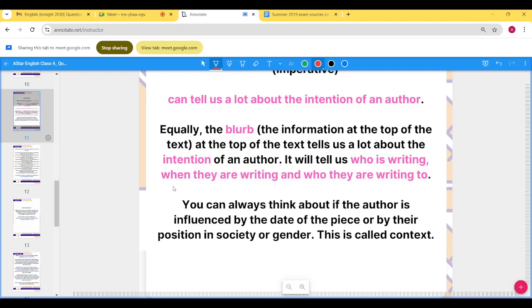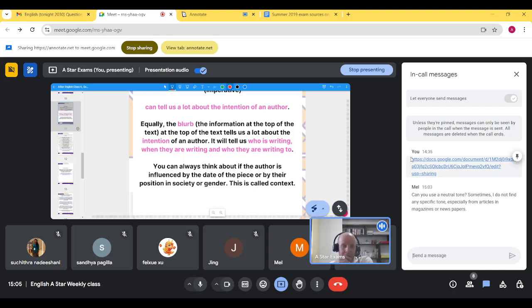But equally, who is the audience? Again, if you're giving a speech to a crowd, you're going to do something different than if you're writing a private diary. So who are they writing to? And you can even think about things like whether the author is male or female. What is their position in society? Anything like this as well. This is all going to tell us a lot about the context, about what is influencing the writer, but also what their intention is. So as we get to questions 4 and 5, it is something you can talk about.